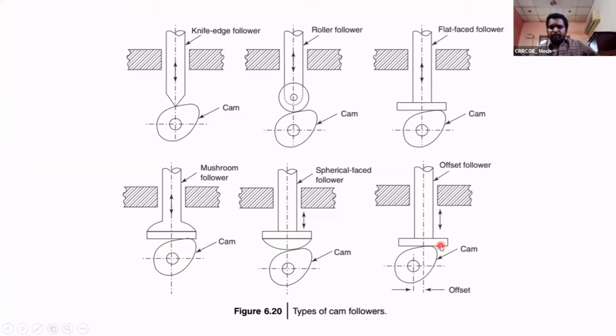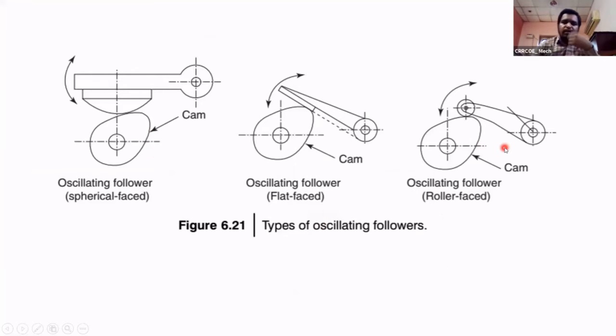This is the offset follower, meaning the follower axis is offset from the rotating center of the cam; there is some offset distance between the center of rotation of the cam and the follower axis. This is called the offset follower. And these are the oscillating followers, meaning the cam is rotating, but the follower oscillates about a certain pivot point. Here also we have different types of followers: spherical faced, flat faced, and roller faced. The followers are oscillating for the rotation of the cam.